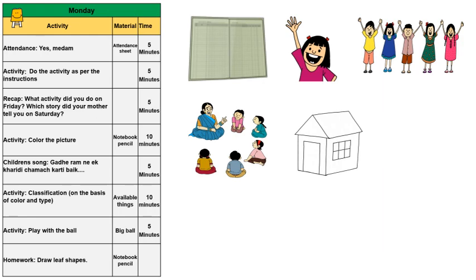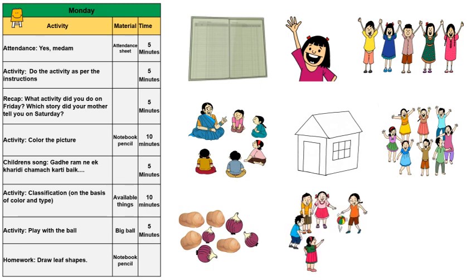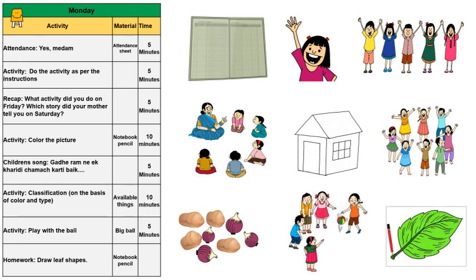After this, sing "Gadhe Ram ne ek kharidi cham cham karti bike." Now, make children do classification activity according to color and type. Now, play with a bigger ball. Finally, give the homework of drawing leaf shape.